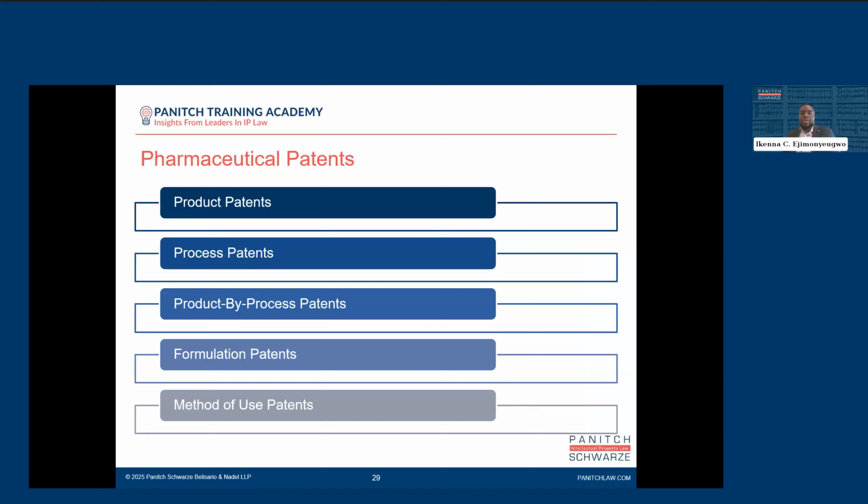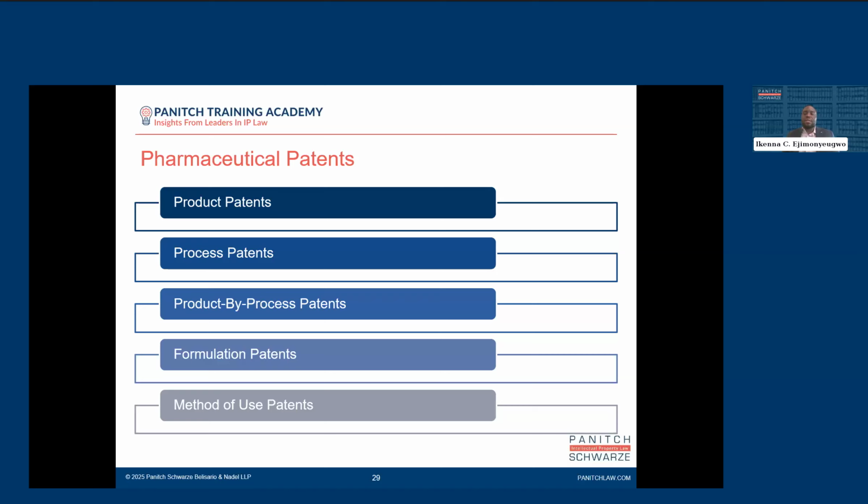So next here, we just have a list of patents that are common to the pharmaceutical industry. You have product patents that give patent rights over a tangible product that an inventor has created. These patents protect the chemical structure or genetic sequences of a drug. You have process patents. They protect certain processes of creating or manufacturing a product. Product-by-process patents, for example, protect a certain chemical or specific process that's used to manufacture a drug.